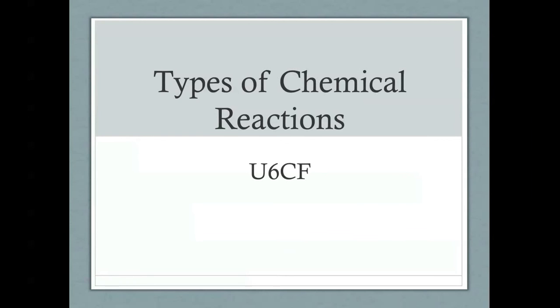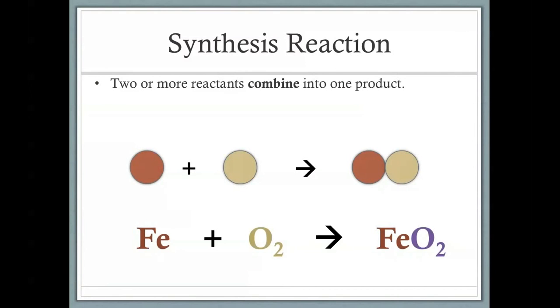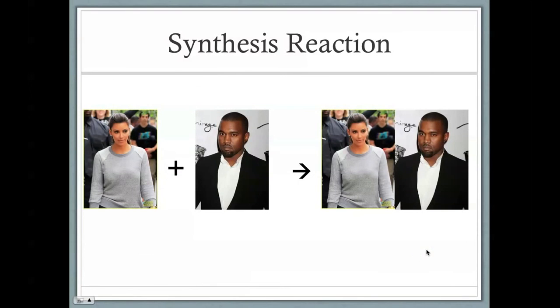Chemical reactions and learning how to classify them. Our first type is a synthesis reaction. This is when 2 or more reactants combine into one product. So the big idea, when you classify a synthesis reaction, is that you have many pieces on the reactant side and only one piece on the product side, because all of your reactants are going to come together to form one product. Now, a representation of this in real life would be any couple that starts dating. That is representing a synthesis reaction.